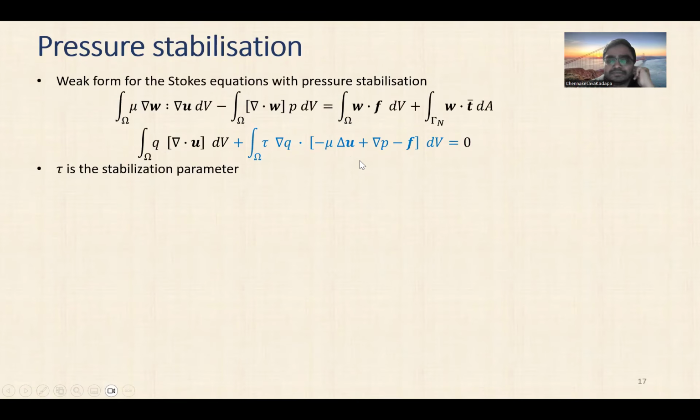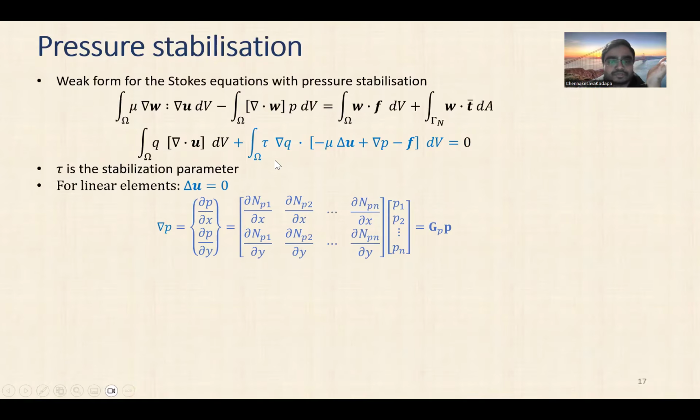Okay, so this gives us extra terms in the stiffness matrix. Similar to our discretization of U and P, and W and Q, we can discretize del Q, the gradient of Q, and the gradient of P. So we need the gradient of P as well. So we have this gradient of P.